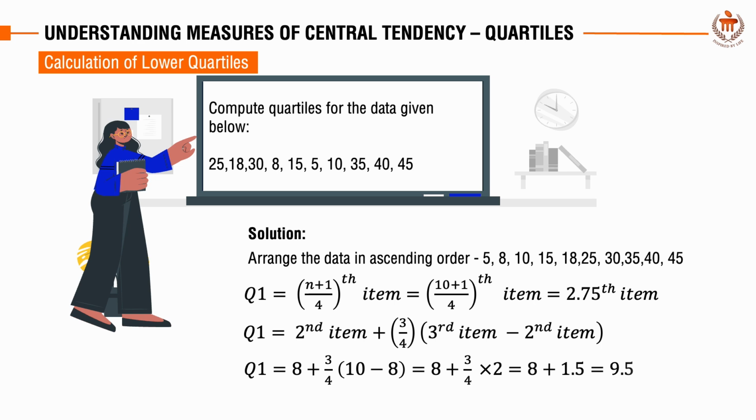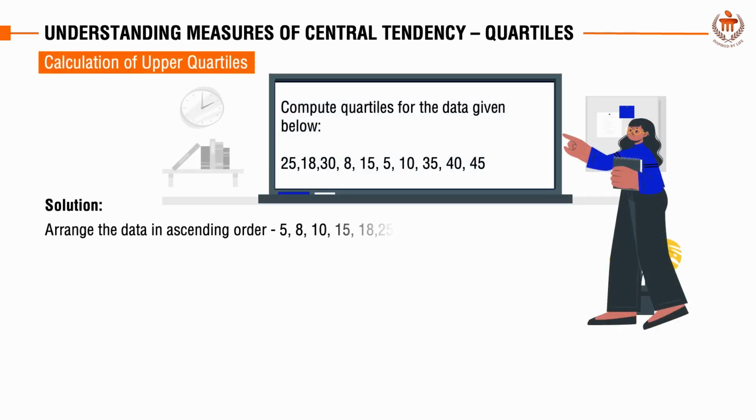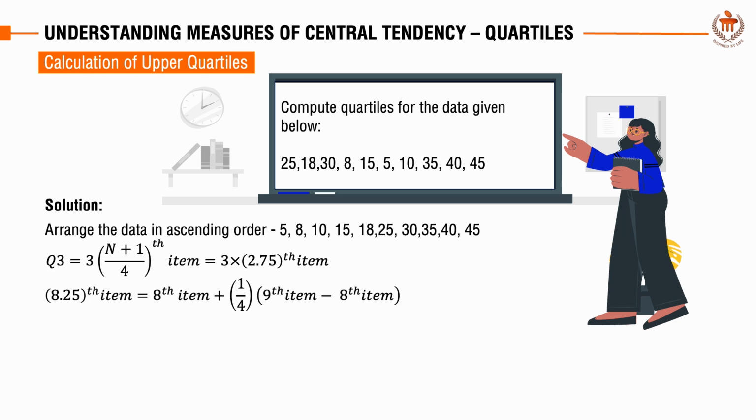1.5 plus 8 is 9.5. So your quartile 1 is 9.5. Okay, and similarly, going further, if I have to calculate the upper quartile, same thing, I'll apply the formula 3 into n plus 1 by fourth observation. We already got the value 2.75. When I multiply it with 3, I get 8.25th observation. So 8.25th observation is nothing but eighth observation plus 0.25 into ninth observation minus eighth observation.